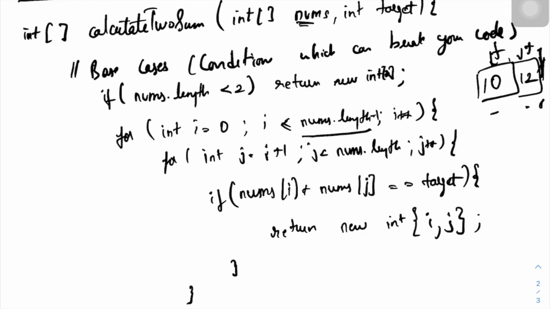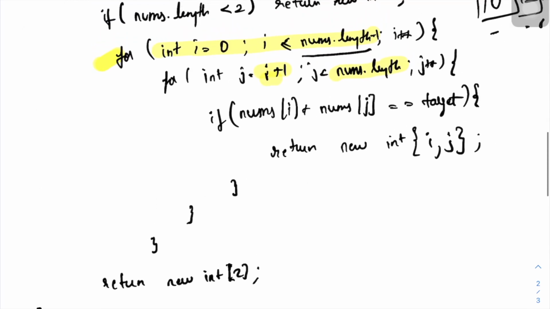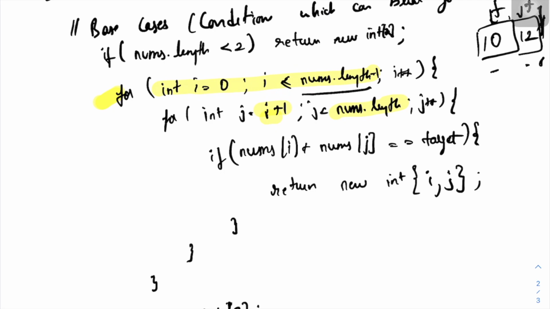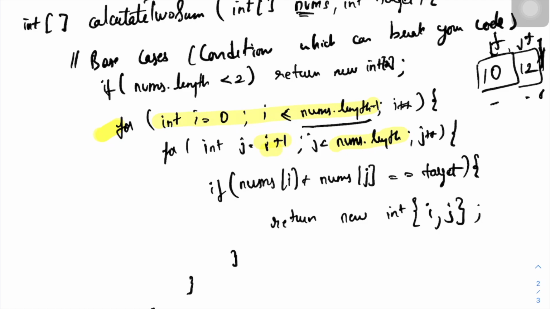Okay, let's start our video by computing the time complexity of our brute force solution. In the brute force, this is our first loop and this is our second loop. You are running your first loop from 0 to n-1 index, and you are running your second loop from i+1 to the nth index.